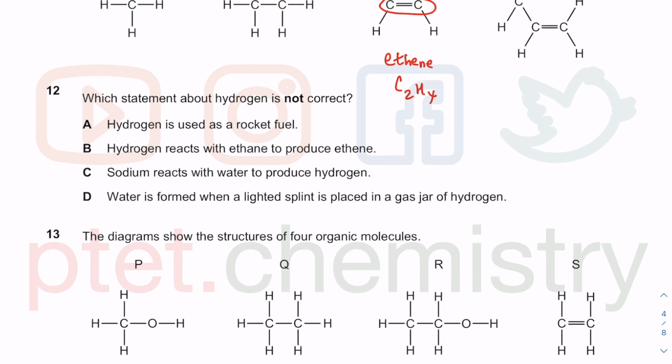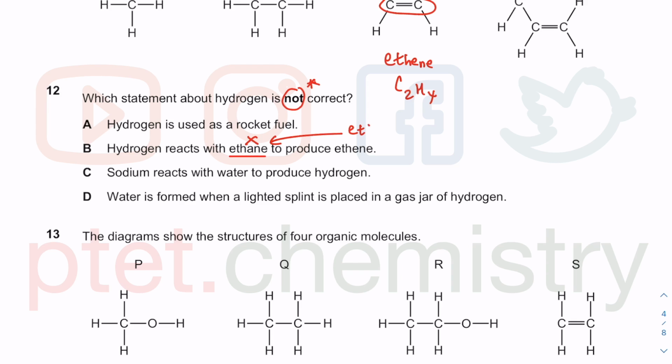Question 12, which statement about hydrogen is not correct? Be careful, this is a negative statement. Hydrogen is used as a rocket fuel. Maybe, maybe not. Well, let's go through the rest first. Hydrogen reacts with ethane. That is not true.